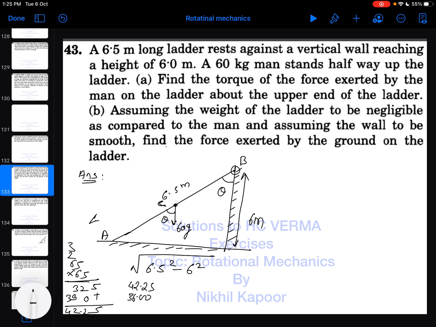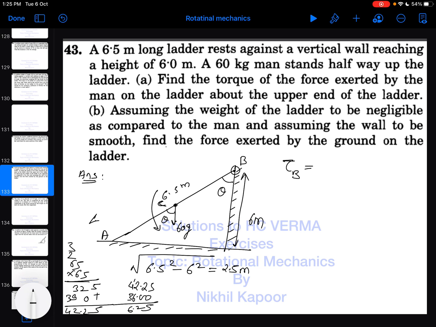42.25 minus 36. So this is 5, this is 2, 1 carry, 12 minus 6 will be 6. So that comes out to be 6.25, while the root of 6.25 would be 2.5. So this is 2.5.